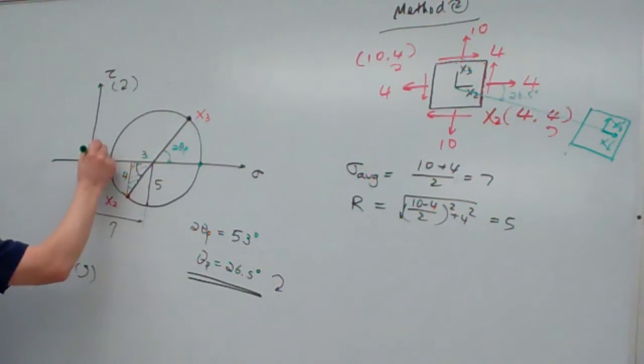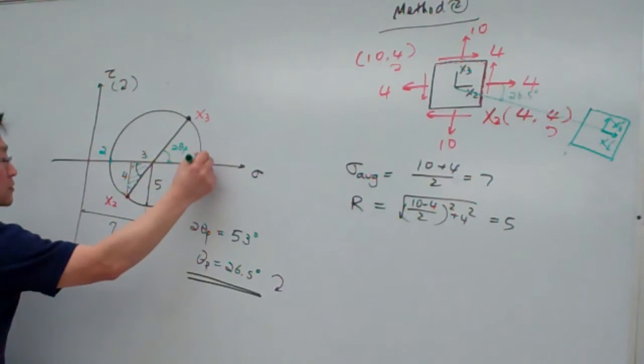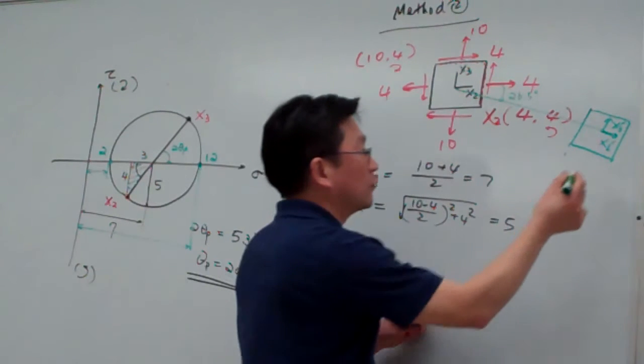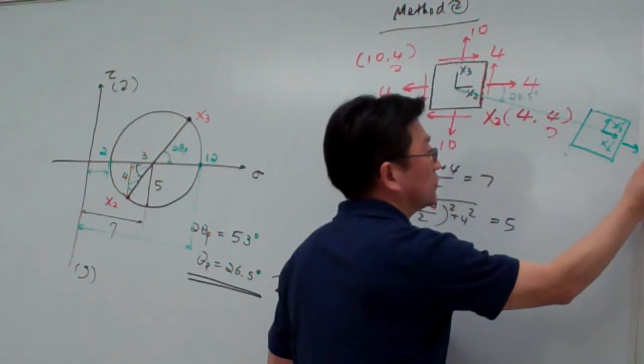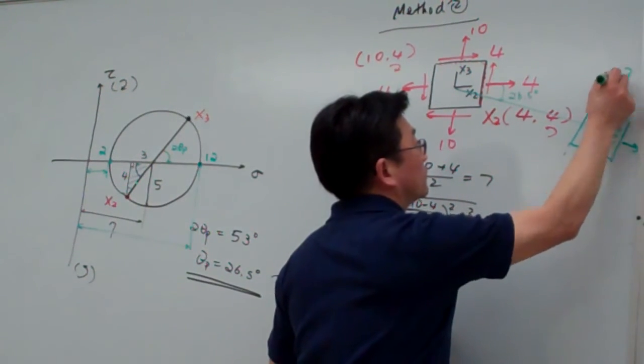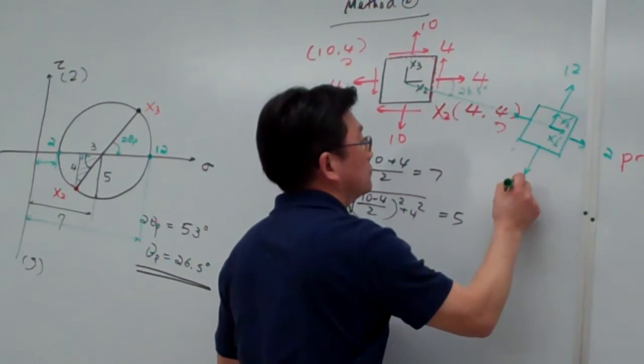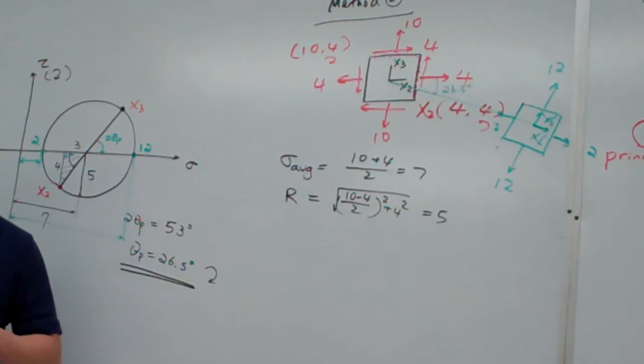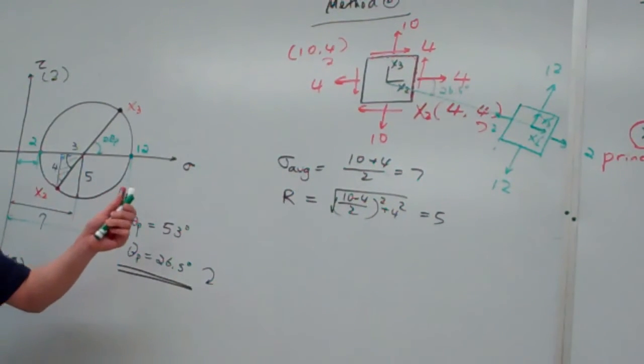So in that direction, we have the magnitude. That is how much? This is 2, and this is 12, right? The magnitude. Okay, so in this direction, the normal stress is 2. Here it is 12. That is the old stress.